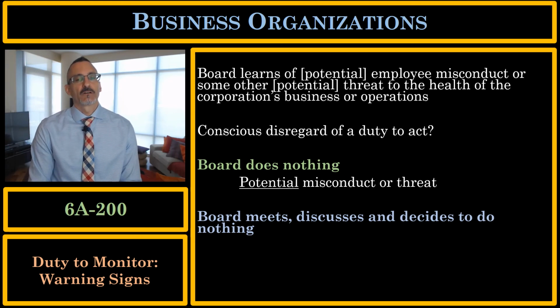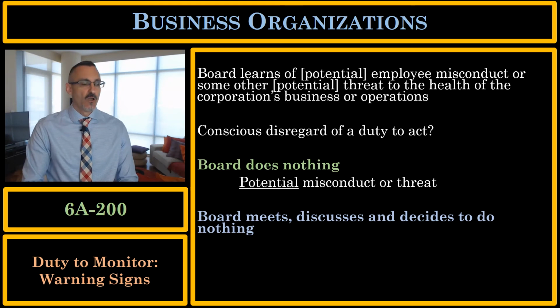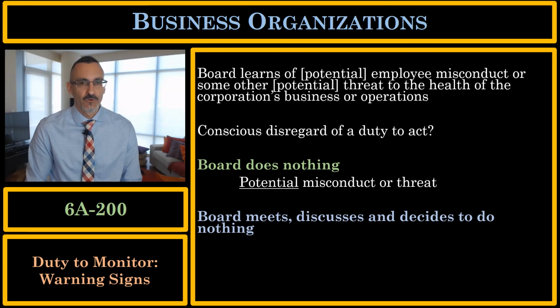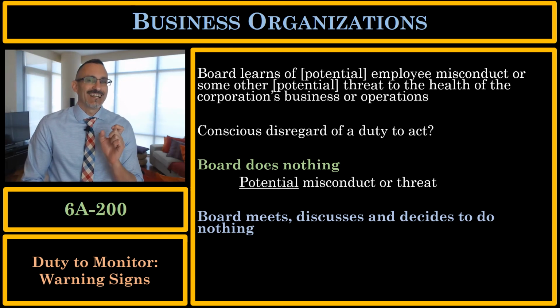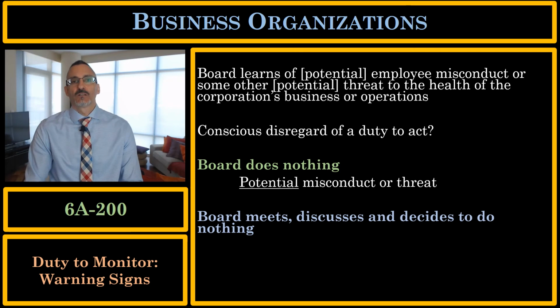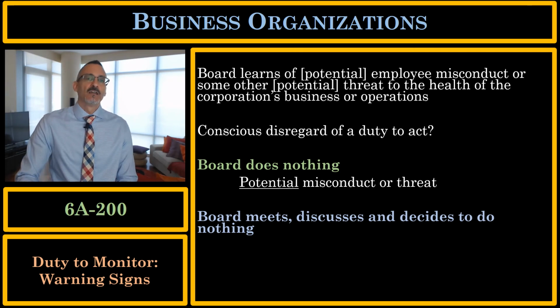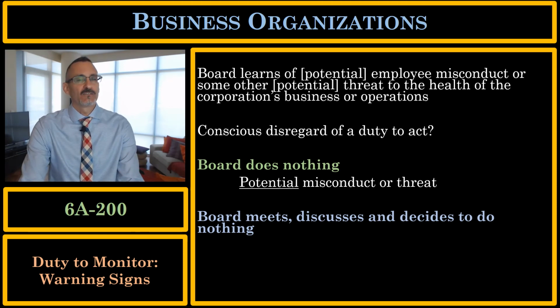The problem with holding the board liable for breaching their duty to monitor where the board does nothing is that there is usually only potential misconduct or potential threat. And remember, the standard of liability is conscious disregard of a duty to act. So when there is potential misconduct or a potential threat, it's difficult for the plaintiff shareholder to argue that the board acted in conscious disregard of a duty to act. There are always potential threats. Does the potential threat rise to the level of being so imminent and so large, so material, that not acting would be a conscious disregard of a duty to act? Very difficult for the shareholder plaintiff to prove.